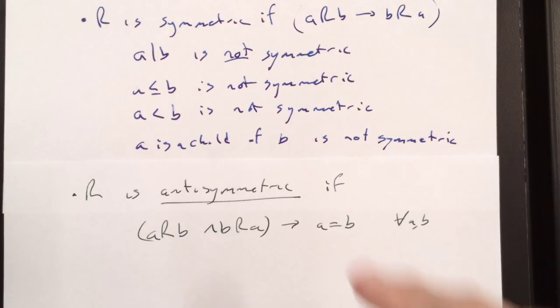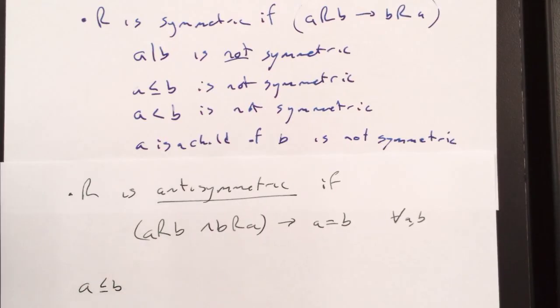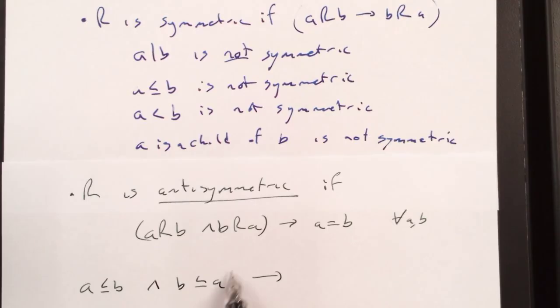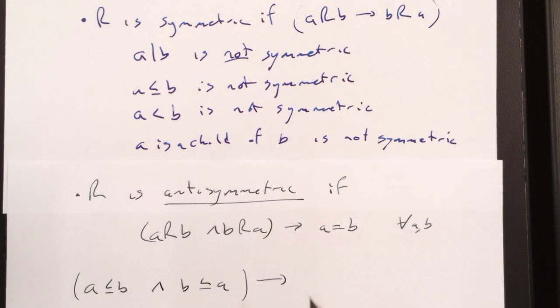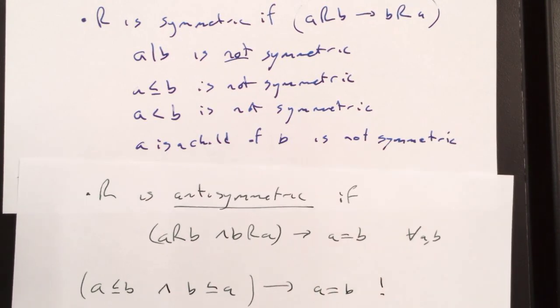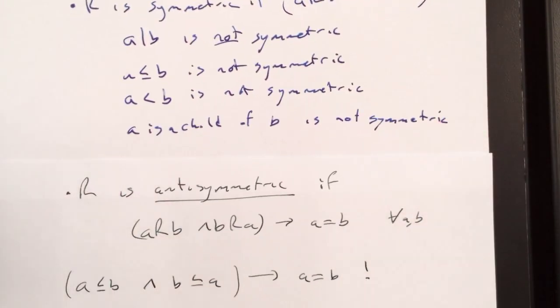But wait a minute. Let's look at this relation right here. Suppose I know that A is less than or equal to B and B is less than or equal to A. What does that tell you? The only way for that to work in both directions is for A and B to be equal. That relation is anti-symmetric. On the other hand, the strictly less than is never going to work, right? If A is less than B and B is less than A, that's a contradiction. That's never going to happen.